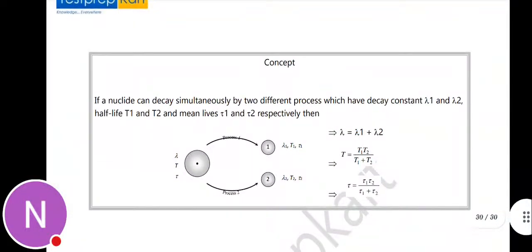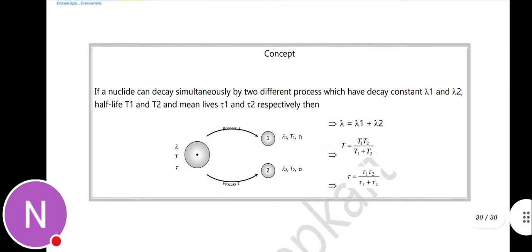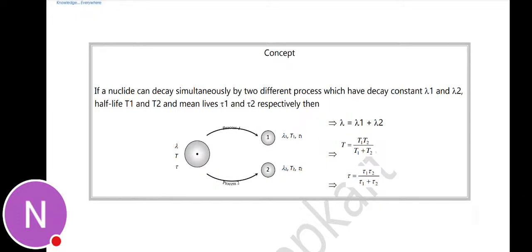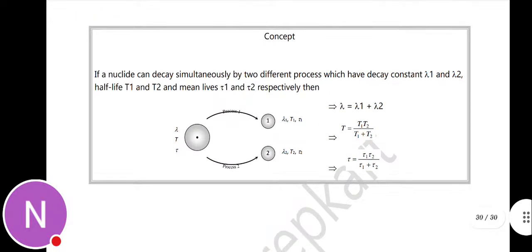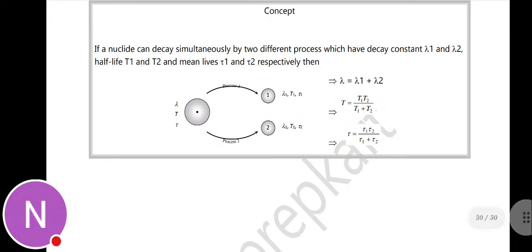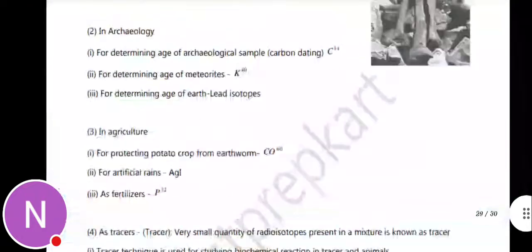Finally, our concept is that a nuclide can decay simultaneously by two different processes which have decay constants lambda 1 and lambda 2, half-lives T1 and T2, and mean lives tau 1 and tau 2 respectively. Here also you can see the formula for the combined mean life. So therefore this was your chapter.